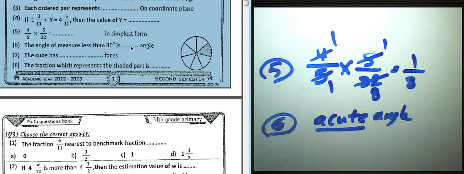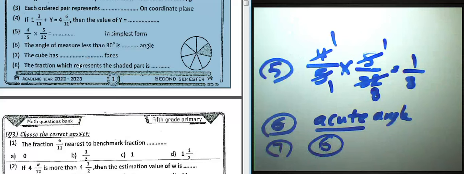Question 7. The cube has blank faces. We call it what? How many faces in a cube? The cube has 6 faces, 8 vertices, 12 edges. Okay, then the cube has 6 faces. Right here, 6. Question 7, write 6.